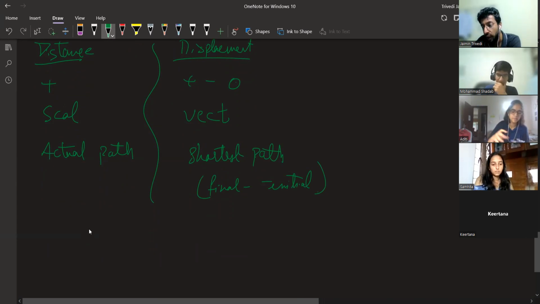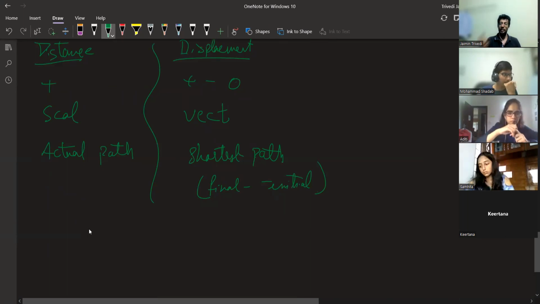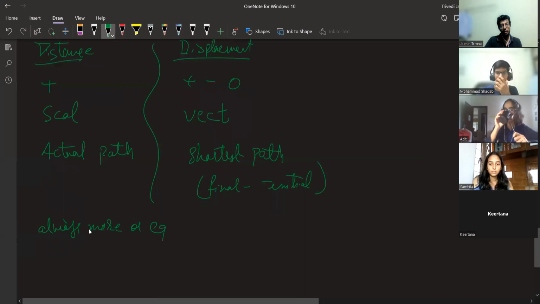Now, one more point is that distance is always more than or equal to displacement. Add it. Distance should always be more than or equal to displacement. It cannot be less than. Right? So distance is always more or equal to displacement.